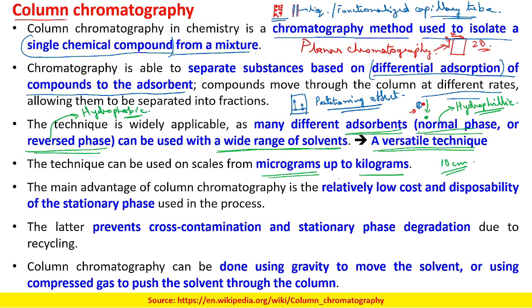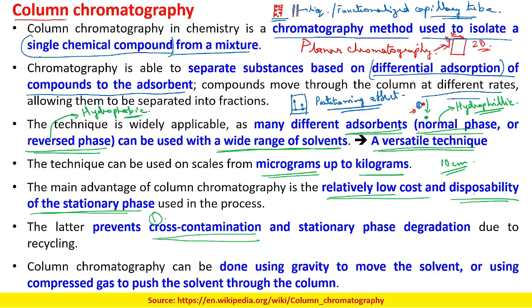The main advantage of column chromatography is that it is relatively low cost and you can dispose of the stationary phase. Because of this, this type of column chromatography prevents cross contamination, the first important point, since after every run you are disposing of the stationary phase.